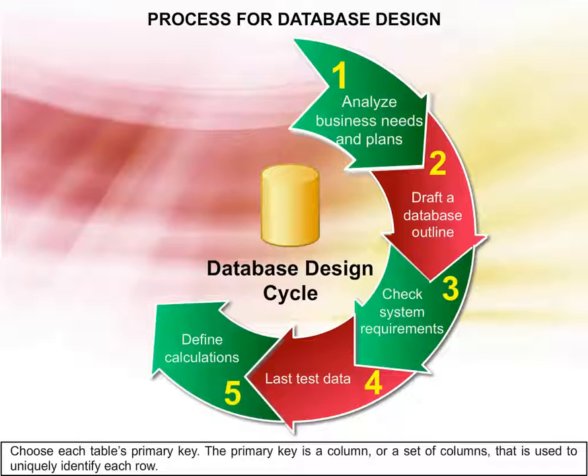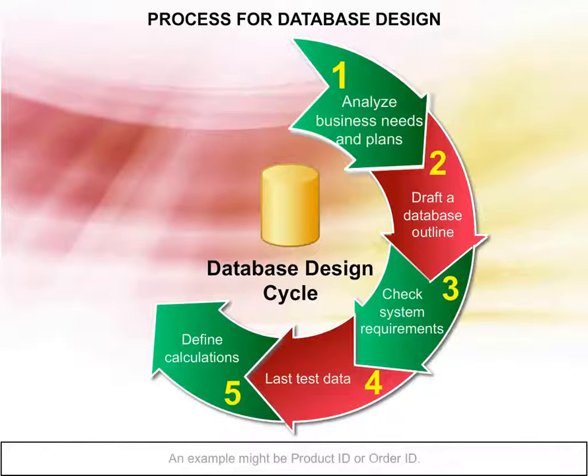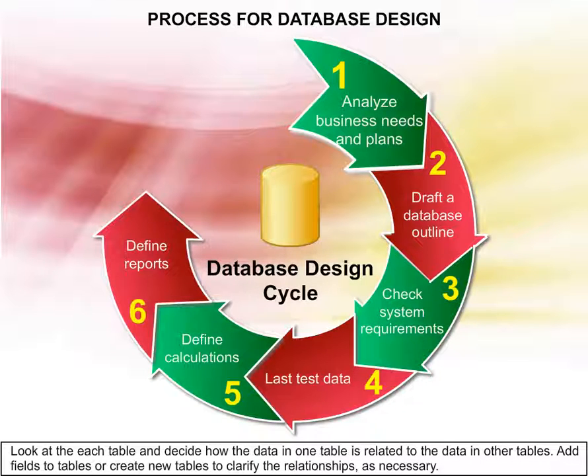Define calculations. Choose each table's primary key. The primary key is a column or a set of columns that is used to uniquely identify each row. An example might be product ID or order ID. Define reports. Look at each table and decide how the data in one table is related to the data in other tables. Add fields to tables or create new tables to clarify the relationships as necessary.